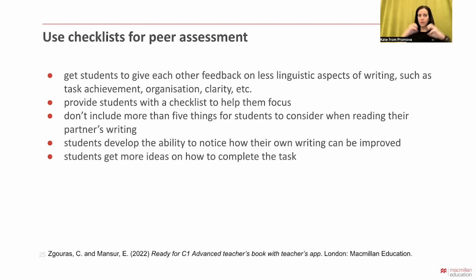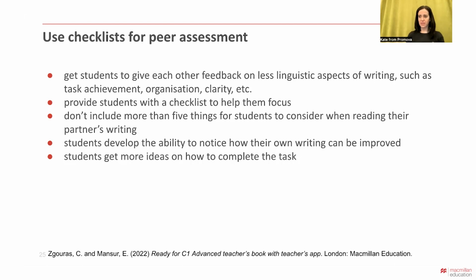So first of all, when doing peer assessment, I think it's very important to emphasize that students should not be giving feedback on the linguistic aspects of writing. They should focus on things such as task achievement, organization, effect on the reader, clarity, whether the ideas are interesting, relevant, whether the structure is good. Because as teachers, we can always look at grammar and vocabulary later, but there's so much more to writing.